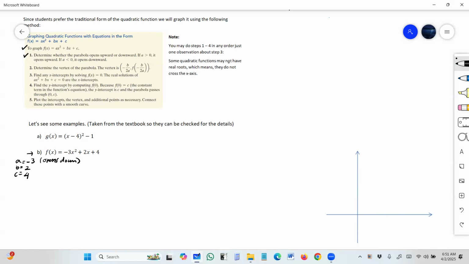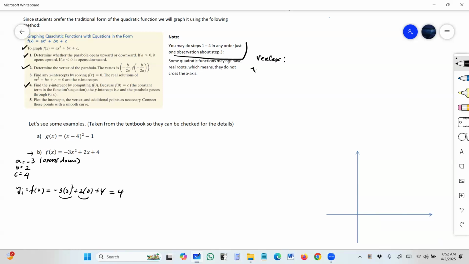So this is already done for me. I am going to immediately find the y-intercept because it's easy. And remember, you can do steps 1 through 4 in any order. So this will be f of 0: -3 times 0 squared plus 2 times 0 plus 4. Obviously the first two terms are 0, so you get 4. The y-intercept is 4. And now I am going to find the vertex.